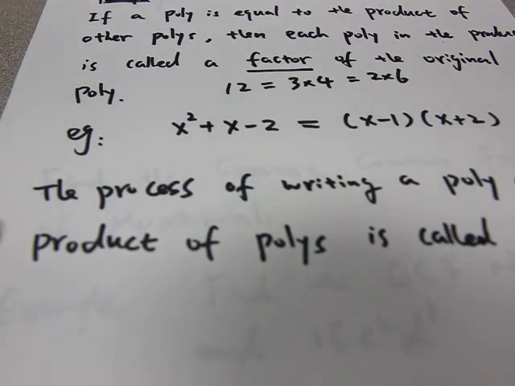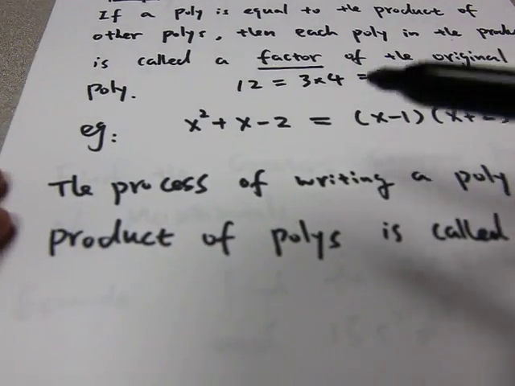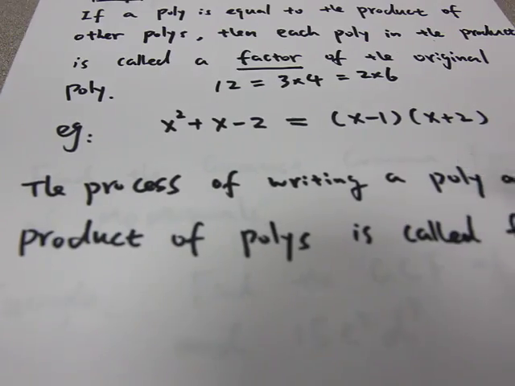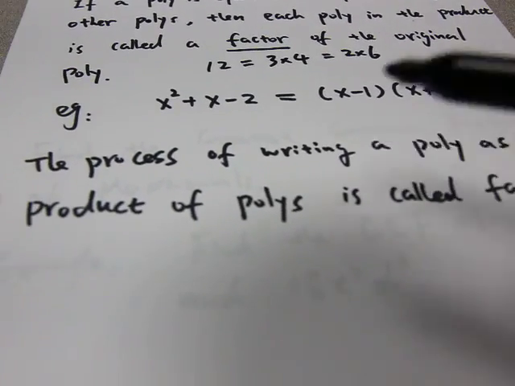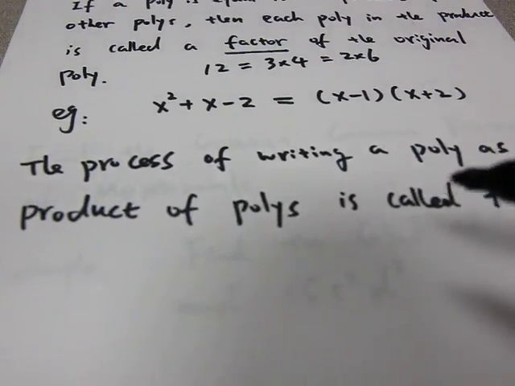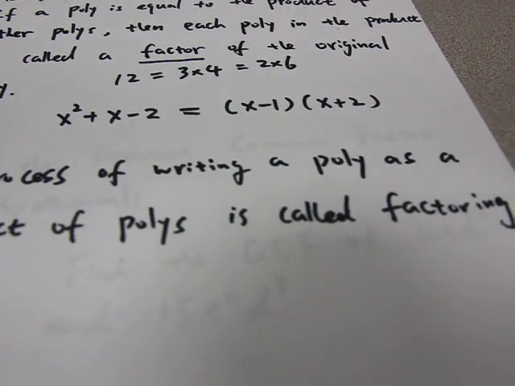And then what does factoring mean? Factoring means the process of writing a polynomial as a product of other polynomials is called factoring. Okay.